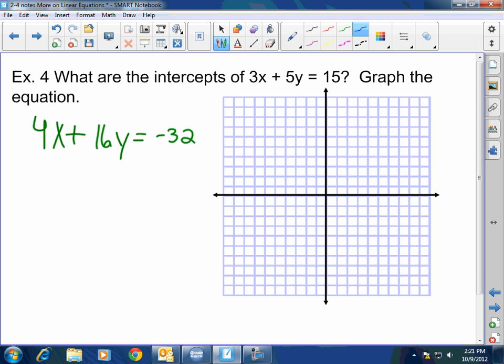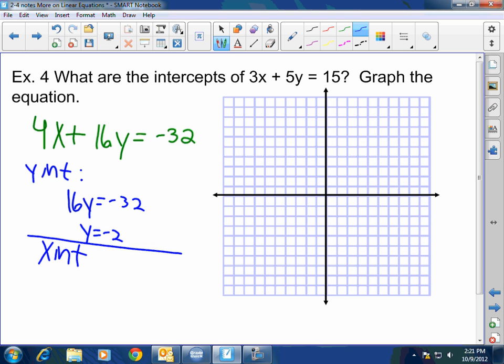So in my opinion, what I would do is, when x is 0, I'm going to first find the y-intercept. Wouldn't it be 16y equals negative 32? So y equals negative 2? You see that? Because I made x 0. And for the x-intercept, I'm going to make y 0. So 4x equals negative 32. So x would equal negative 8. So my y-intercept is (0, negative 2). My x-intercept is (negative 8, 0). Plot (0, negative 2), boom. (negative 8, 0), boom.